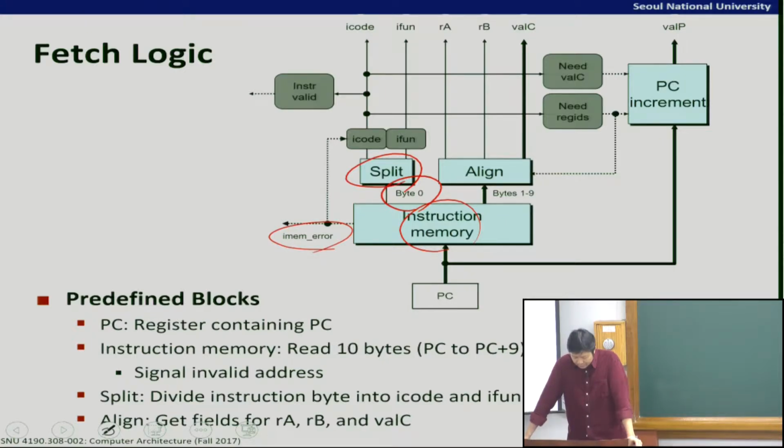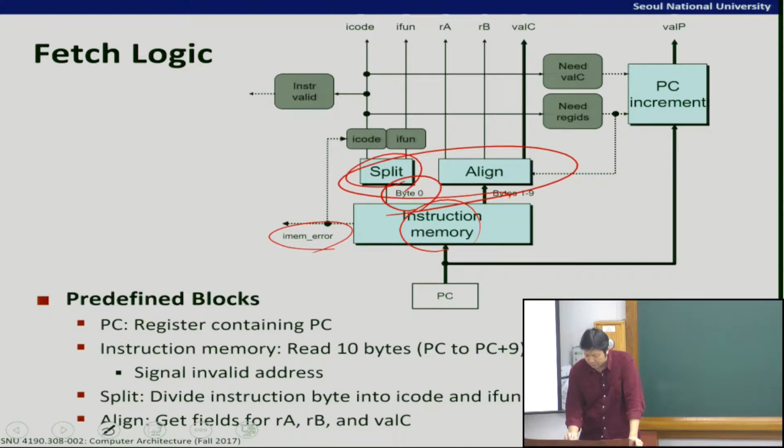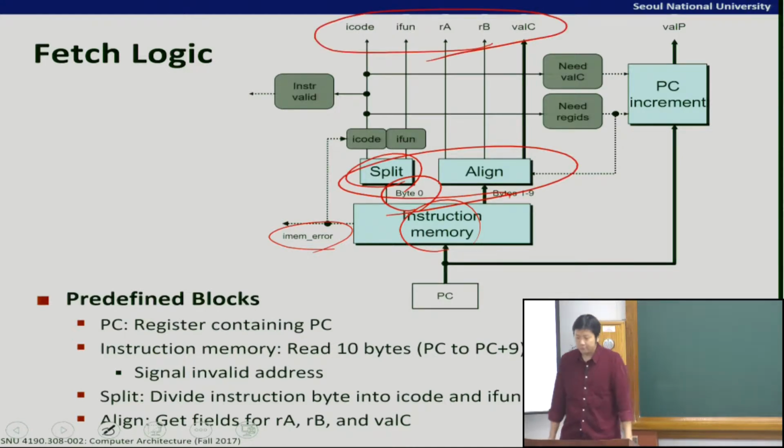And Align actually does a similar thing. You read the next 9 bytes, and then split those wires into groups: RA, RB, and valC. Depending on the instruction type, you may need the register specifiers RA and RB, and also you may need this valC, which follows the opcode and register specifier. So what this block does is extract those fields from the 10 bytes of instruction you read.